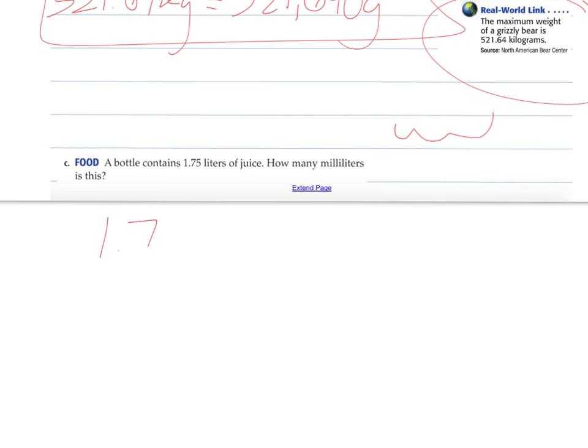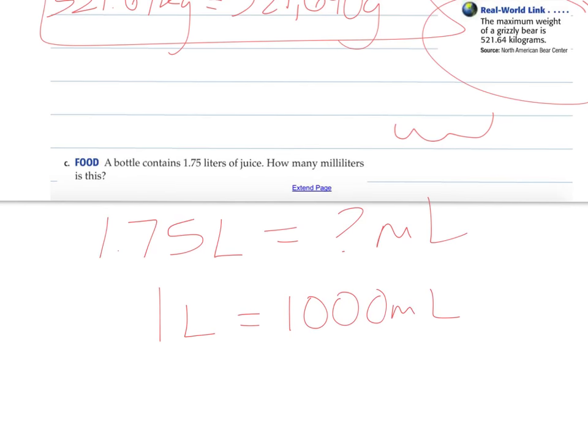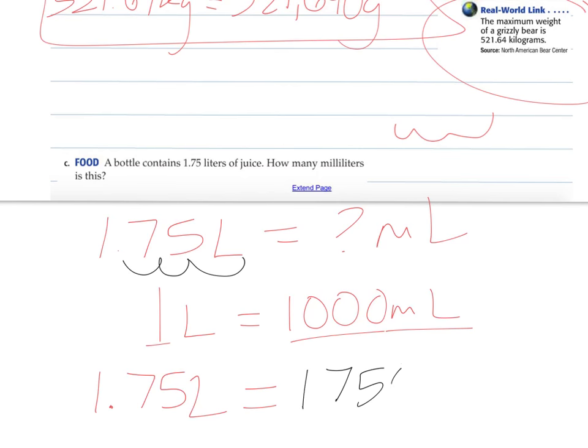So the bottle, 1.75 liters of juice, is how many milliliters of juice? So liters, 1 liter, to get to a milliliter is moving 3 places to the right. So the smaller unit, it takes more of them to equal 1. So I have 1 and 75 hundredths of a liter is equal to, moving that 1, 2, 3 places, 1,750 milliliters.